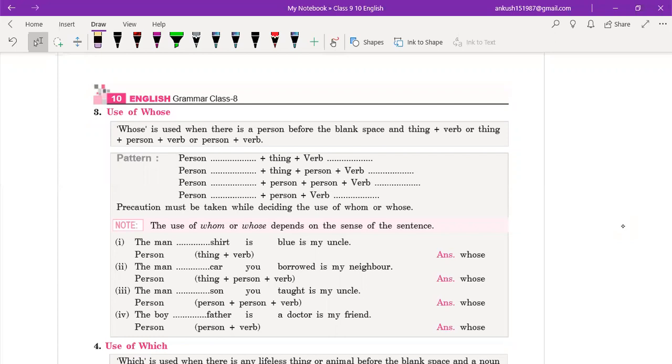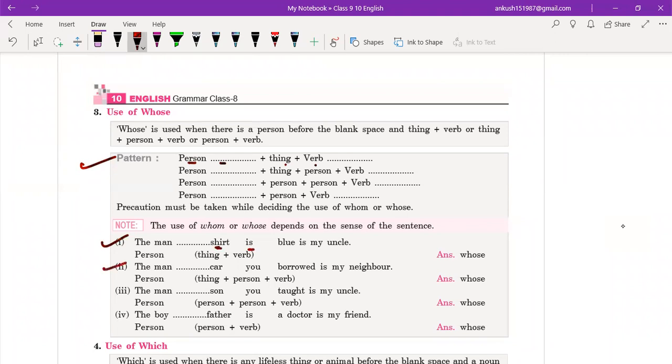Let us understand another use, not another but the use of whose. Whose has different patterns, many patterns, as you can see here. Person, then whose plus thing plus verb. First example: understood? The man, person, whose shirt is blue is my uncle.